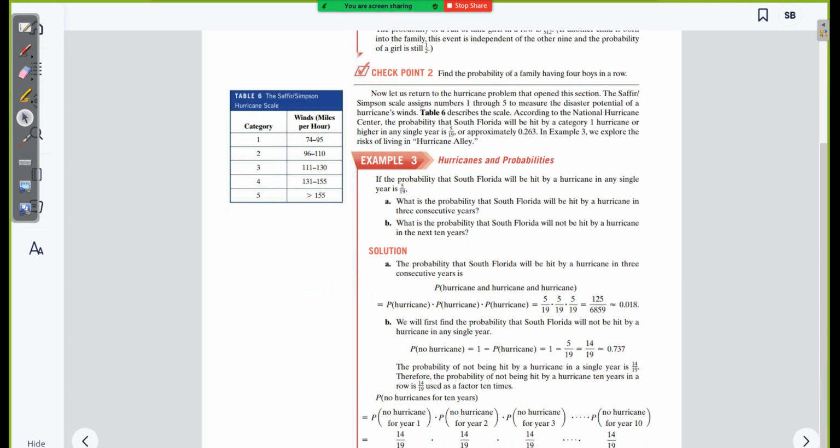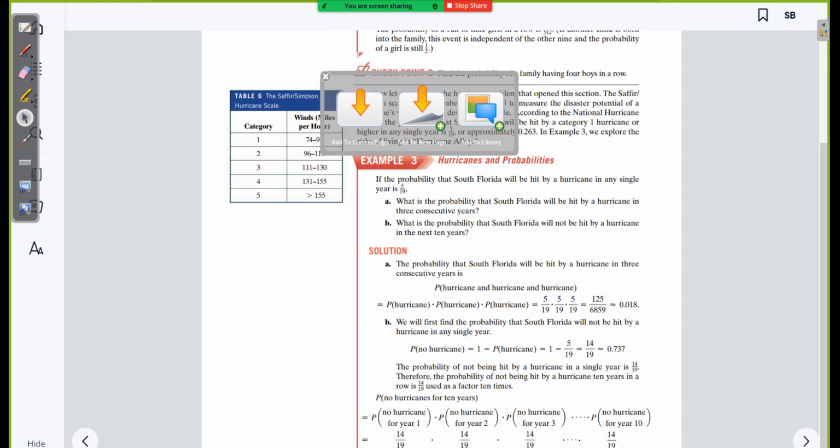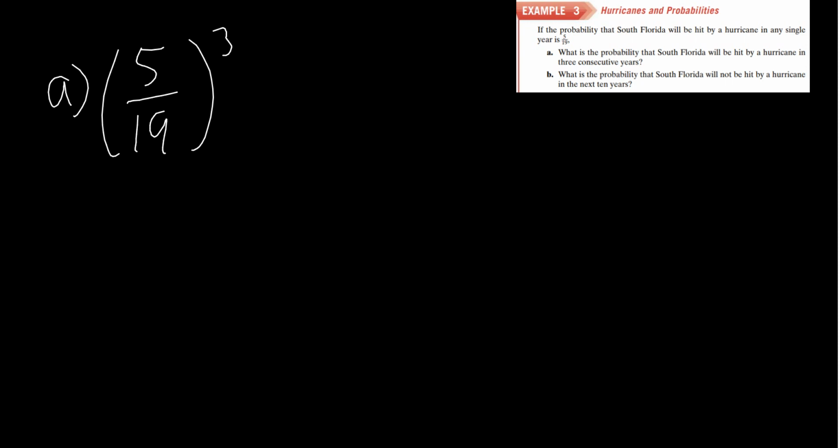All right, so example 3 is going to revisit the hurricane problem from the text at the very beginning. There's not much context that really needs to be here. So if the probability that South Florida will be hit by a hurricane in a single year is 5/19, what is the probability that South Florida will be hit by a hurricane in 3 consecutive years? Well, you would just say 5/19 times 5/19 times 5/19, but we know we can just rewrite this as 5/19 cubed.